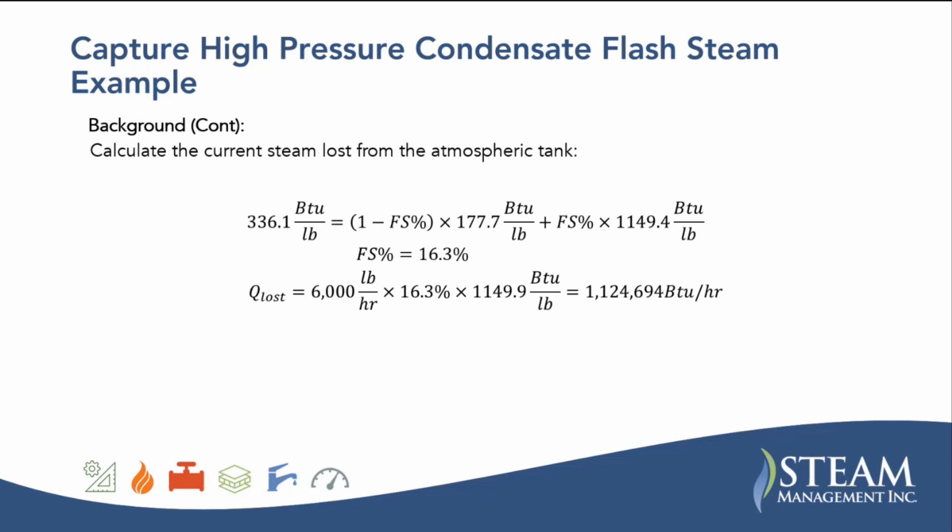First, you're going to calculate the current steam loss. Basically you're trying to solve for the flash steam percentage here. This is the liquid coming out of the tank at 177 BTUs per pound. The liquid percentage is 1 minus the flash steam percentage. Then you have your flash steam percentage times its enthalpy. Solve for flash steam percentage and you get 16.3%. You plug that into your total, and you're getting this amount of energy lost.